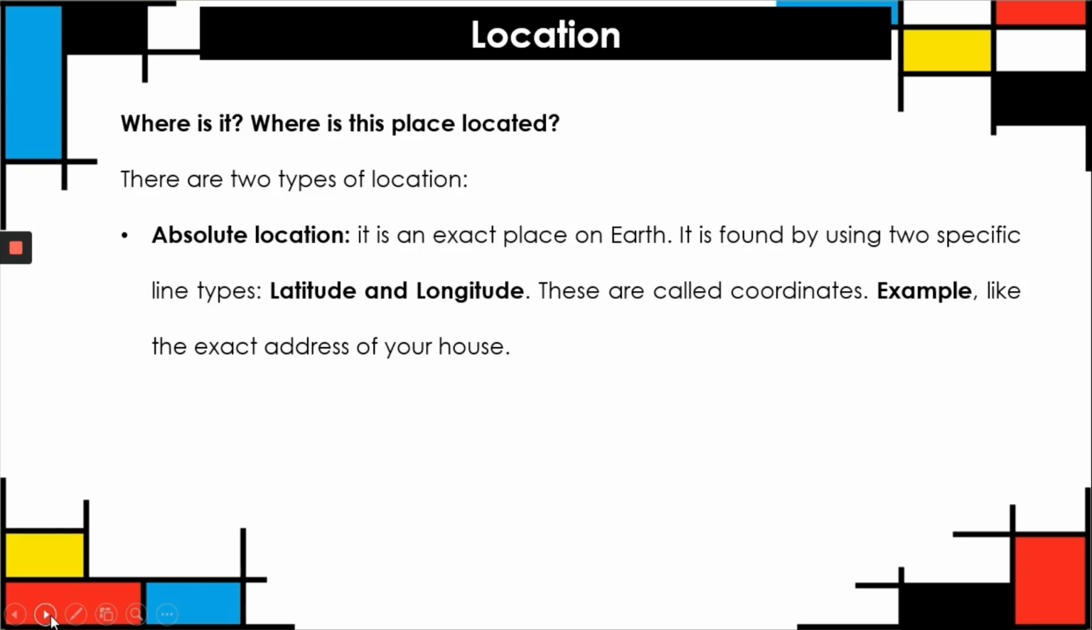Absolute location is the exact place on earth where the place is found. Okay, it is found by using two specific line types, latitude and longitude. These are called coordinates. For example, a simple example, an absolute location would be the exact address of your house.